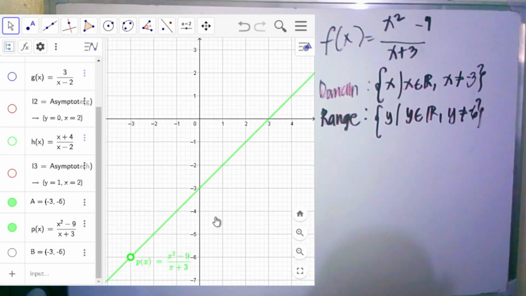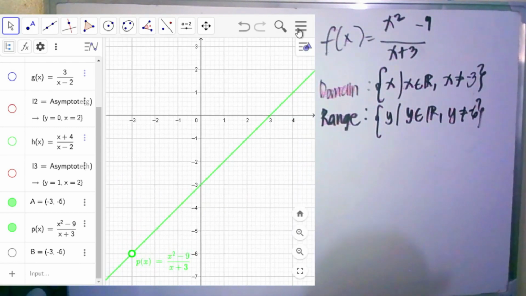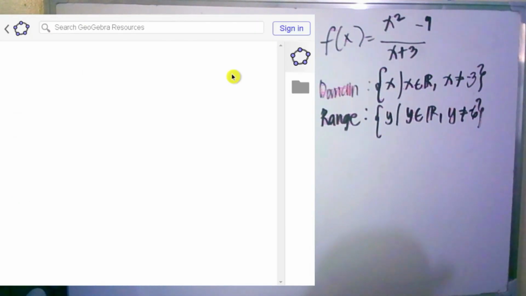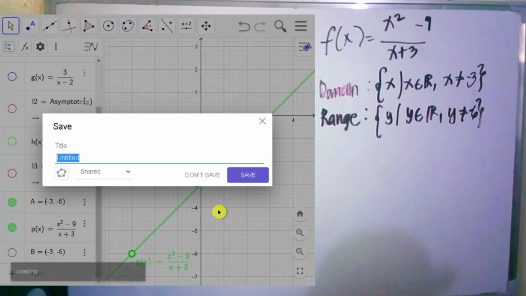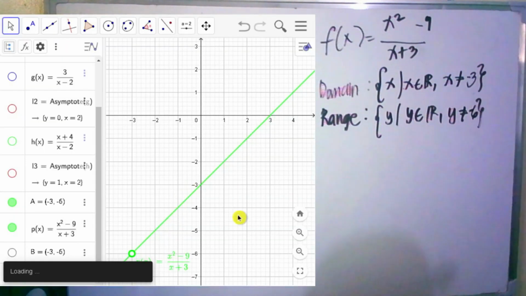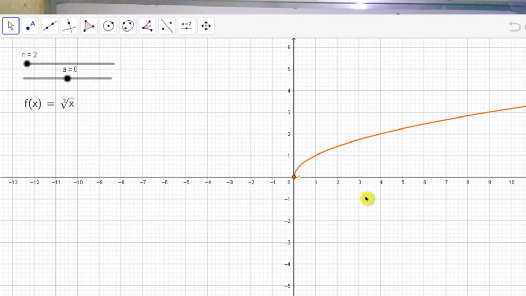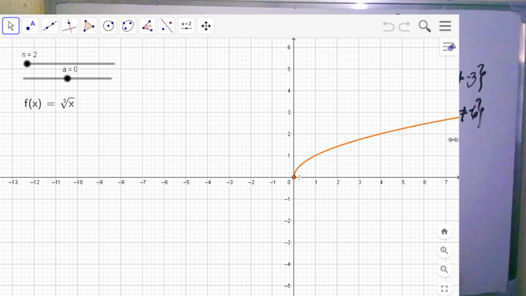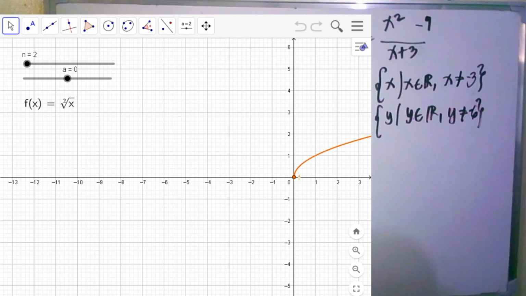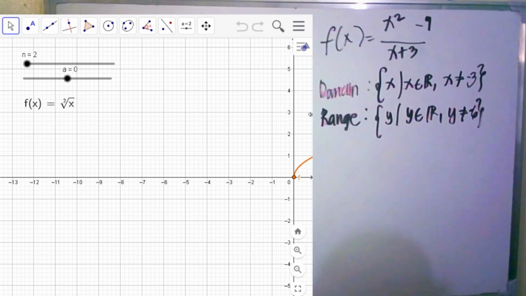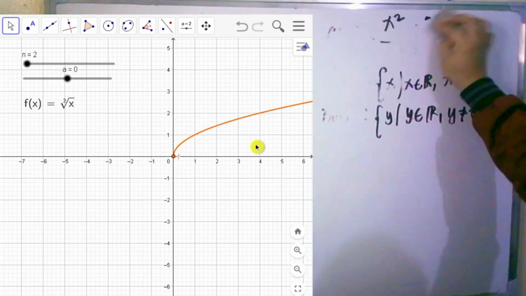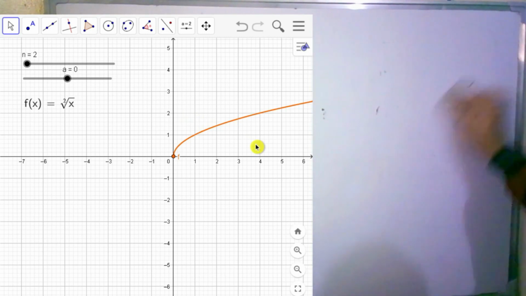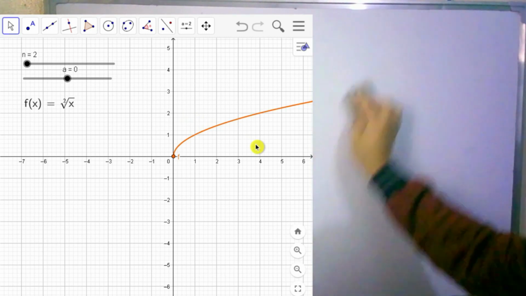Okay, so what's the next type of function na meron tayo dyan? Ano yung susunod? Radical function, sir. Ayan. As you can see here. Diba? So what is a radical function? Nasa binigay din natin sa module yan.